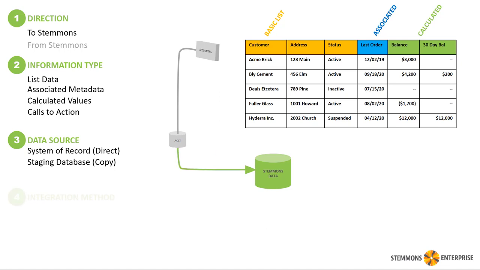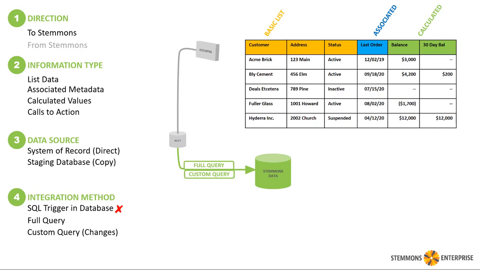The integration method is also a bunch of options. One thing we could do is put a SQL trigger in the database, but that's not really a great idea, and we really try to avoid it. We could do a full query that grabs everything, or we could do some custom query stuff that only captures changes, or we could use an API if it's available to easily integrate with the third-party system. In some scenarios, we may still want to go to an import or export, but that requires manual intervention, so it's not really a great long-term solution.